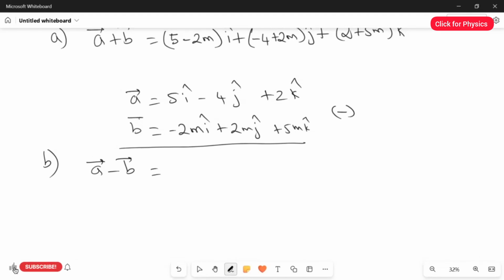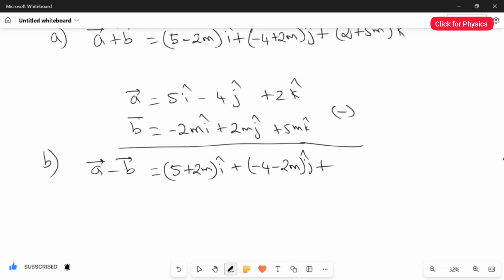So 5 minus of minus 2. So 5 minus of minus becomes plus. So you will get 5 plus 2m i cap. Then minus 4 minus of plus 2. That means minus 4 minus into plus becomes minus. So minus 2m j cap, then plus 2 minus of 5m. So 2 minus 5m of k cap is the answer for the second question. Clear?